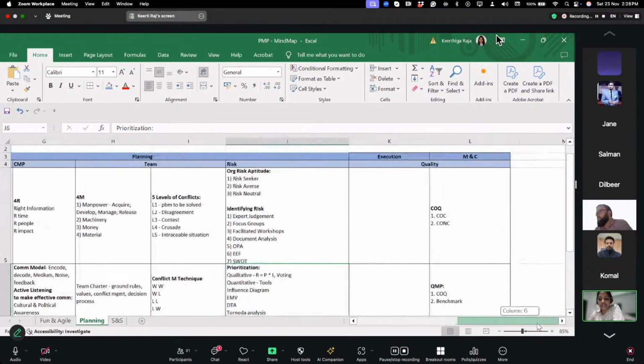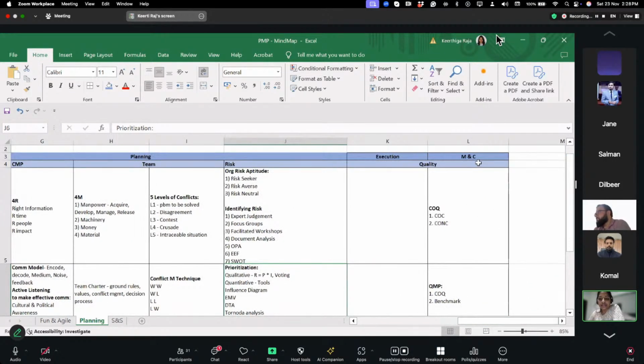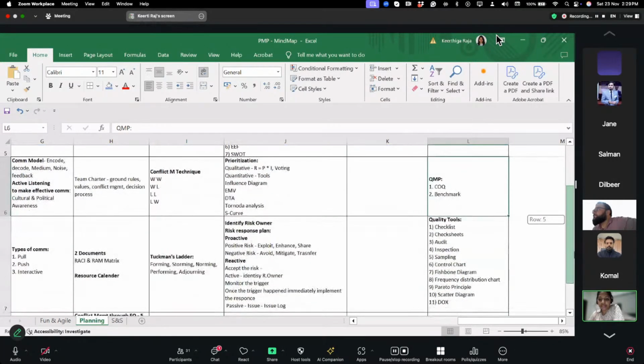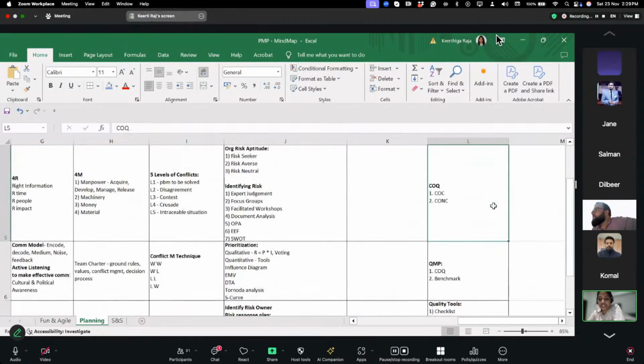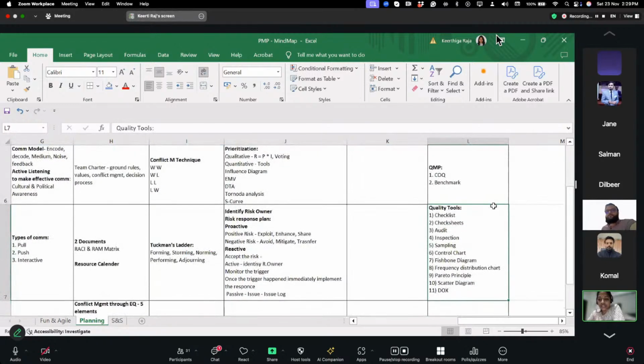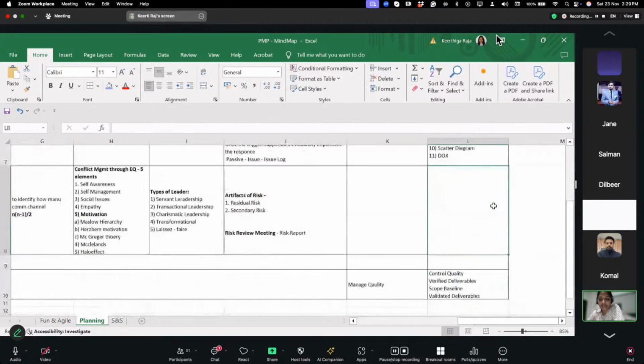And the next topic is quality. Quality will be coming only in monitoring and control. First thing is we'll be knowing the cost of quality by cost of conformance and cost of non-conformance. Next, the quality management plan, where we'll be having the cost of quality and benchmark. We are having different types of quality tools: checklist, check sheets, audit, inspection, sampling, control chart, fishbone diagram, frequency distribution chart, Pareto principle, scatter diagram, and docs.